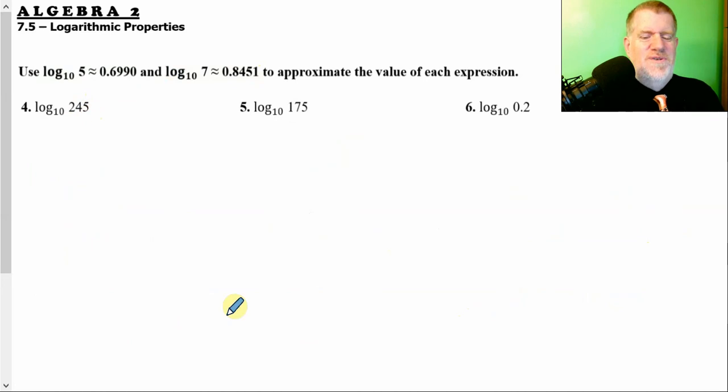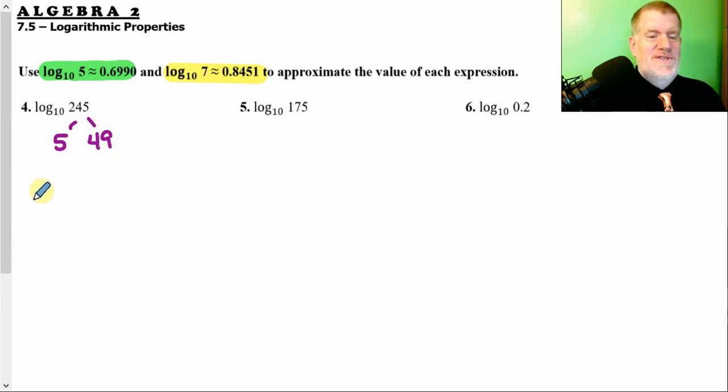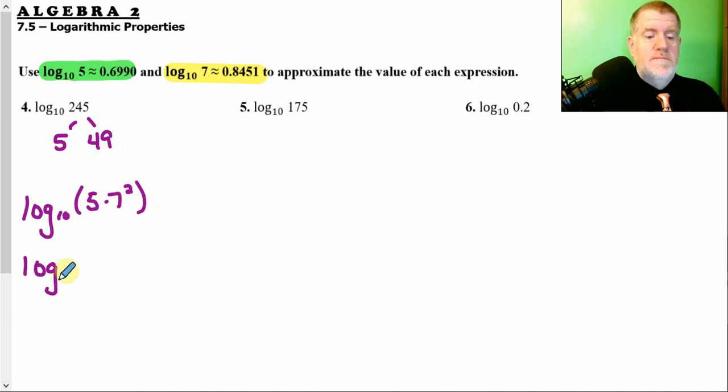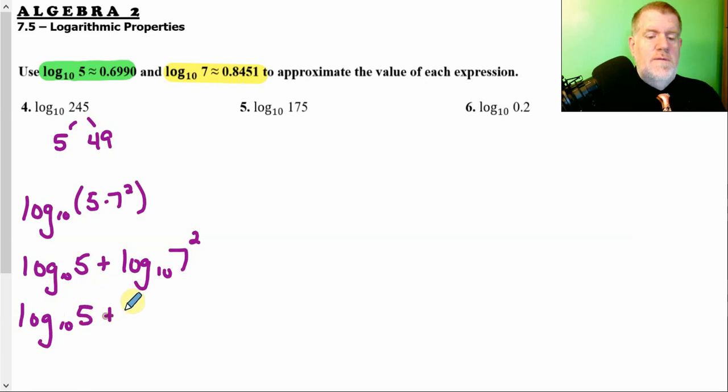245. Of course, a little puzzle. How do I get 245 from these? All right, well, if you break this down, it's 5 times 49. Oh, and 49 is 7 squared. So don't I just have 5 times 7 squared? Well, now I'll use my properties. If I'm multiplying, I can add. Oh, and if I have a power, I can bring that down and make it a multiplication problem.